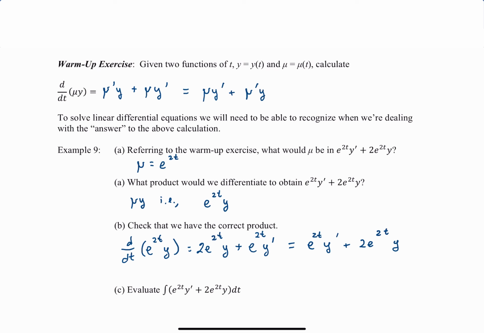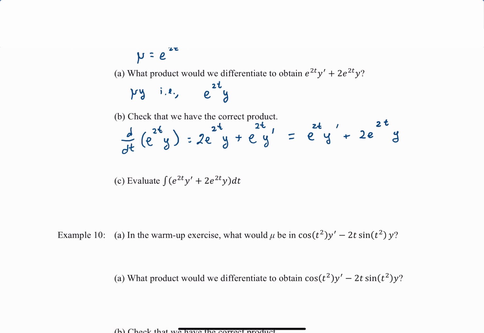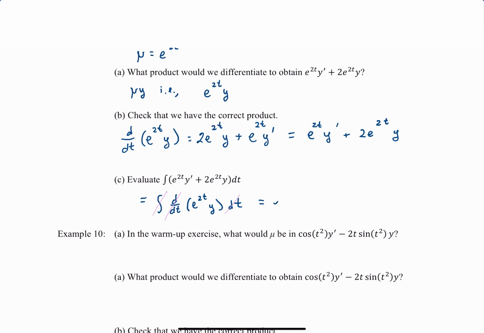With all that in mind, let's evaluate the indefinite integral of our expression. We've already determined that our expression is the derivative of e to the 2t y. So we have e to the 2t y. We first differentiate it and then we integrate it. What happens if you differentiate and integrate? You get back to where you started. Remember, differentiation and integration cancel each other out. So we wind up with e to the 2t y.